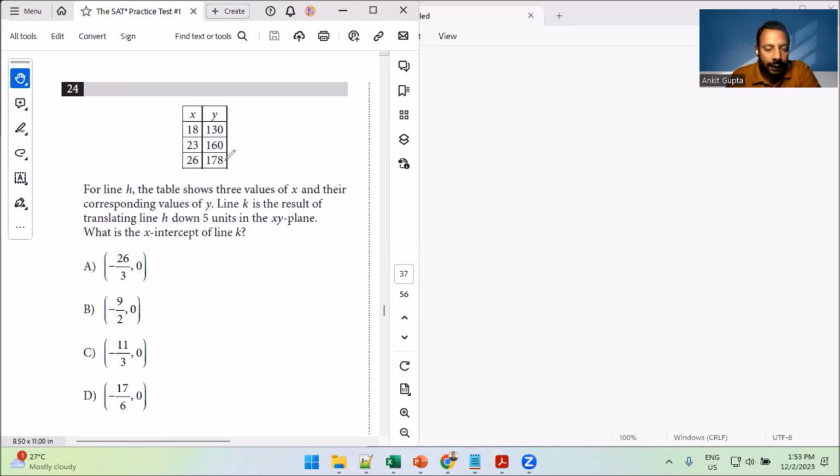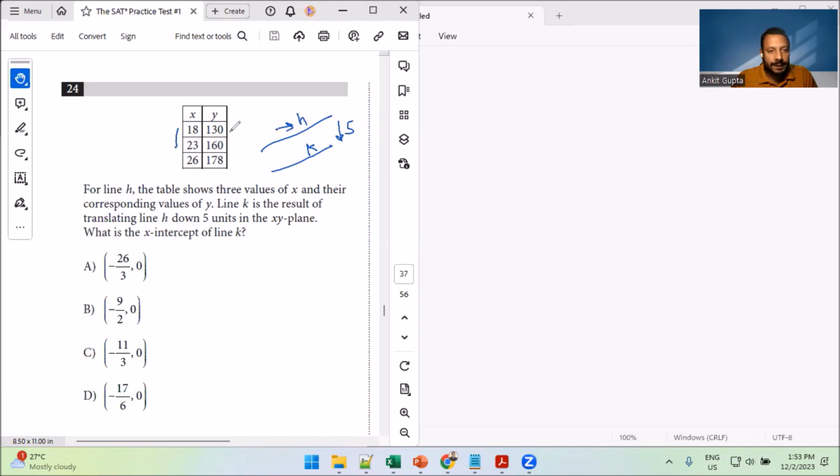Some values of x and y are given to us. For line H, the table shows 3 values of x and their corresponding values of y. Line K is the result of translating line H down 5 units in the xy plane. That means if the line H was like this, line K will be 5 units down in the xy plane and will be like this. So let's try to find the equation of line H first.